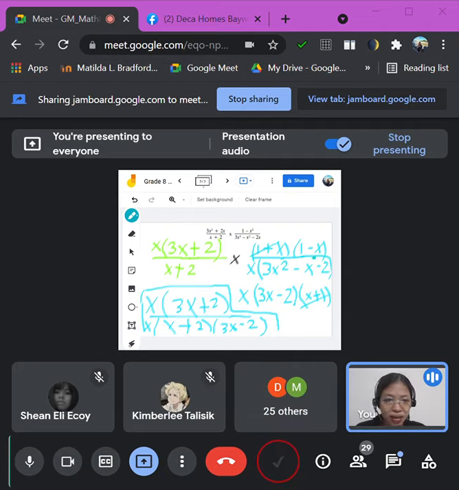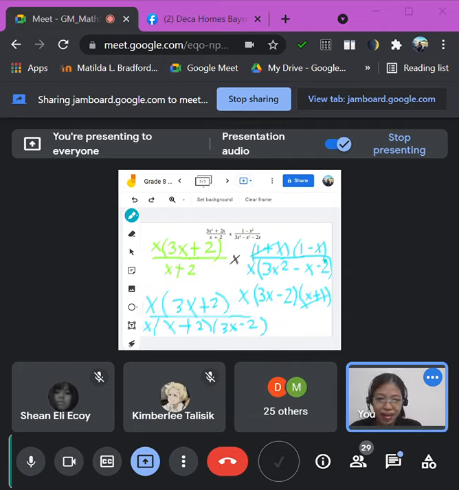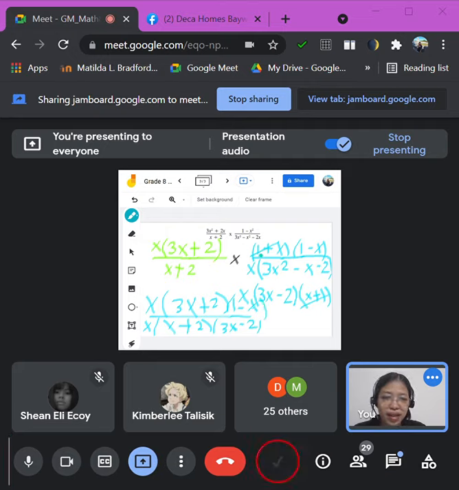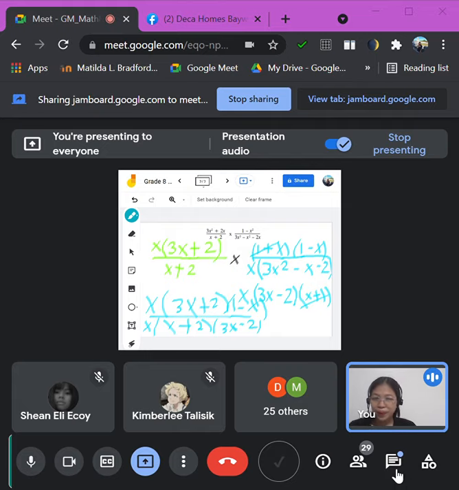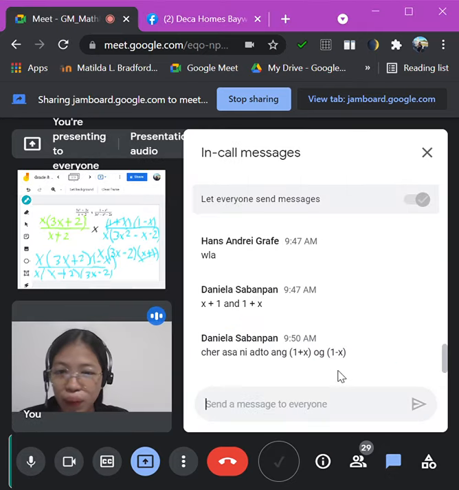Ara, nakuwang pa di ay. Okay. So napani siya 1 minus x. Ang katong isa is na-cancel siya, and then ang isa is nabilin. Okay? Nakuwang 1 minus x.